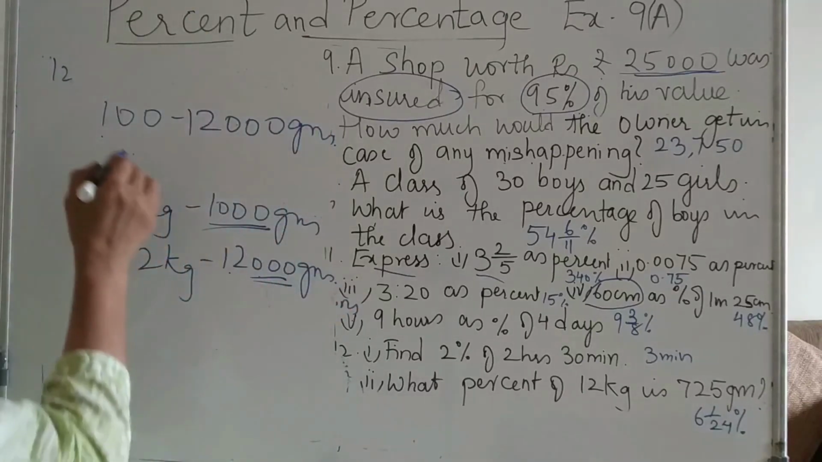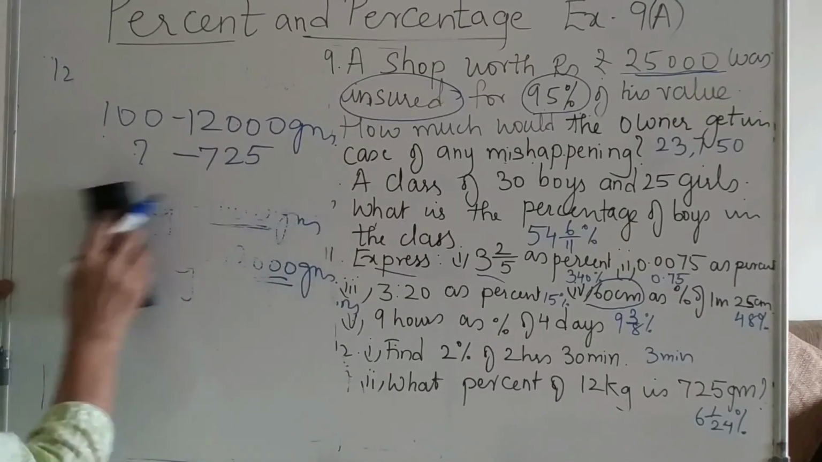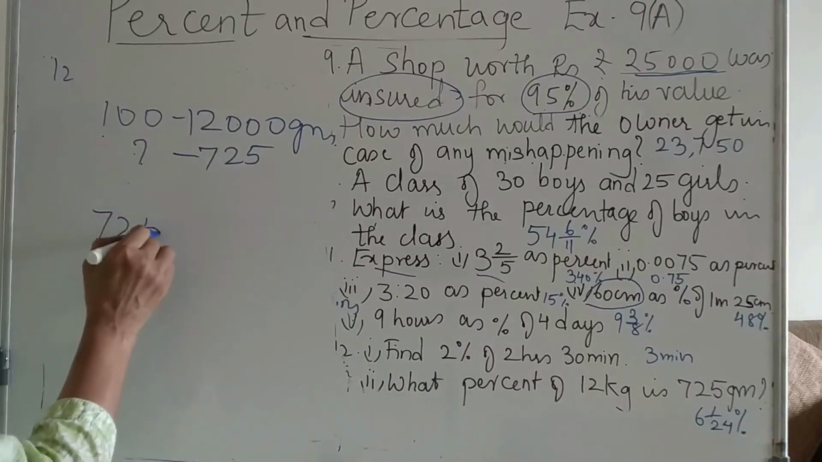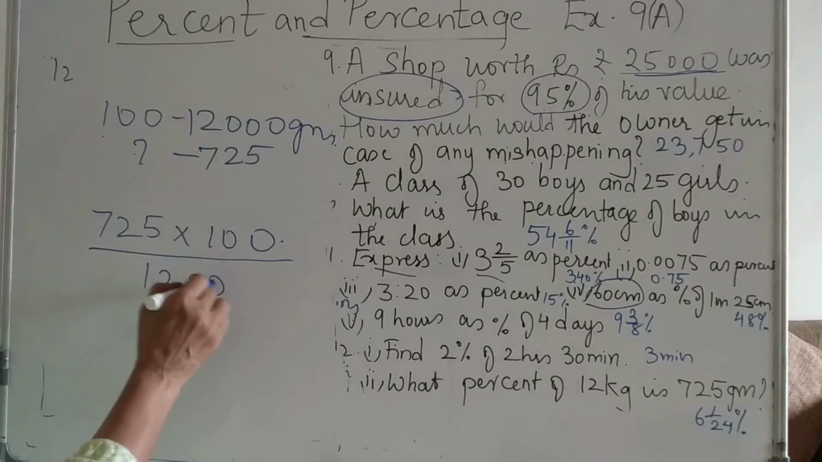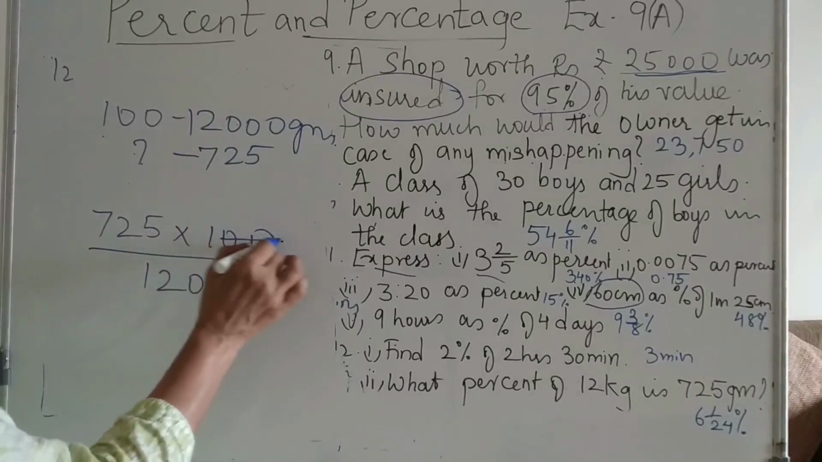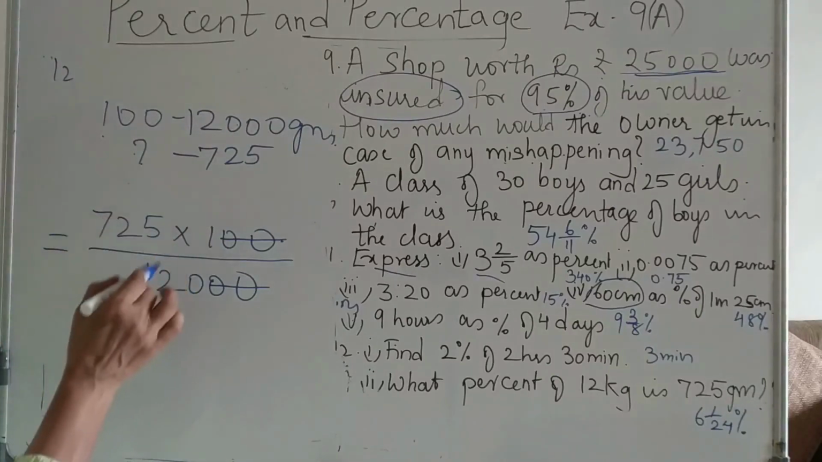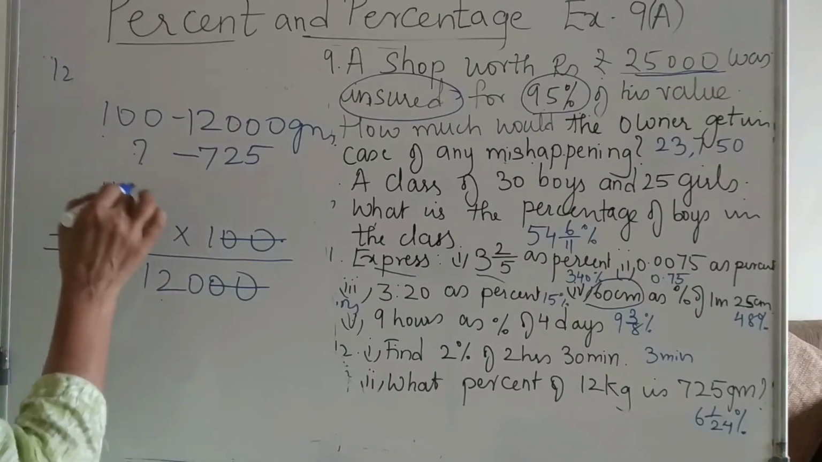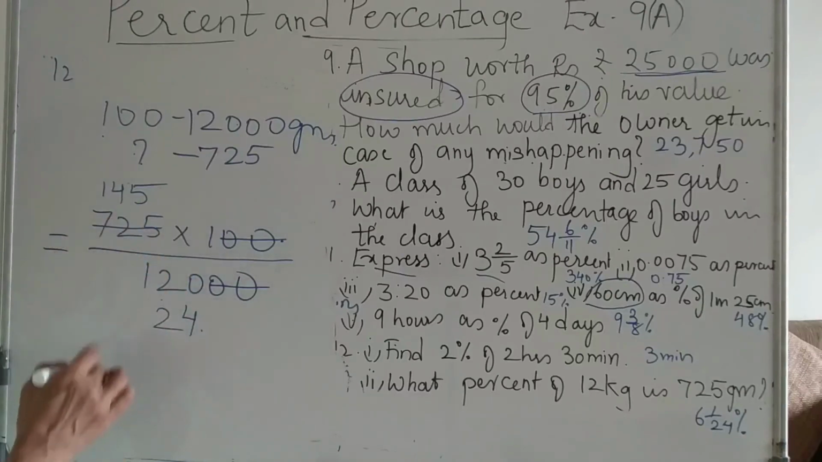You have to find out for 725. How much is the percentage? So 725 into 100 by 12,000. This 00 gets cancelled. Now you can divide this 725 by 5. 5 in the table of 5: 5 ones are 5, 5 4s are 20, 5 5s are 25. Now 5 2s are 10, 20 is remaining 4. So here you get 145.